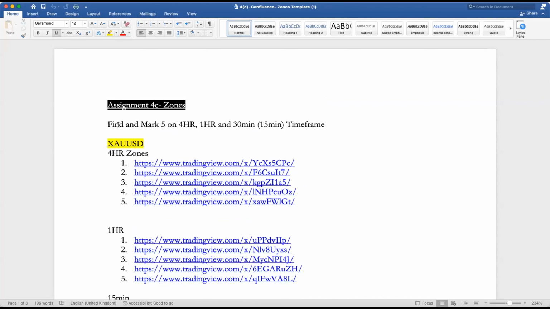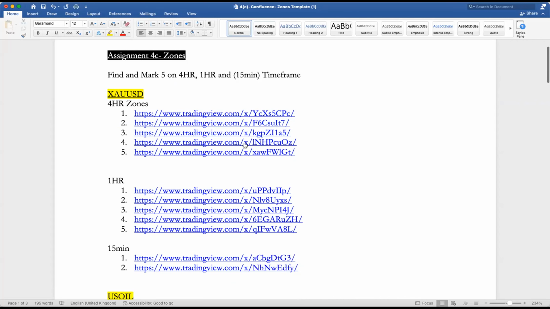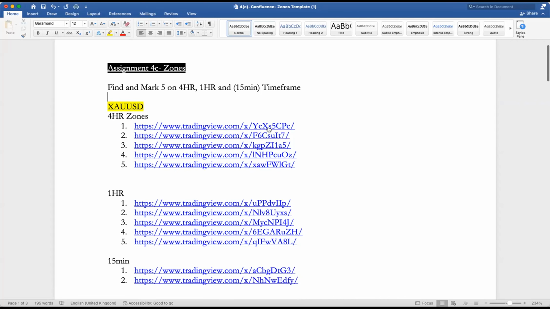Okay. Find and mark 5 zones on the 4 hour, 1 hour, and then let's use 15 minutes because we'll be trading in 15 minutes. If you want 30 minutes, it's fine, but in 15 minutes. So this is the assignment. So let me explain what that means.